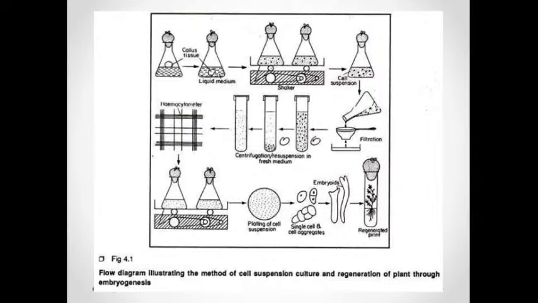And this is the flow diagram of cell suspension culture. So first, as I explained, you need some callus tissues. From the callus tissues you put them into liquid medium. Then you have a shaker for that. The shaker goes into cell suspension culture. Then from cell suspension you filtrate it. Then you have to centrifuge and resuspend in fresh medium. You keep centrifuging it and resuspending in fresh medium.